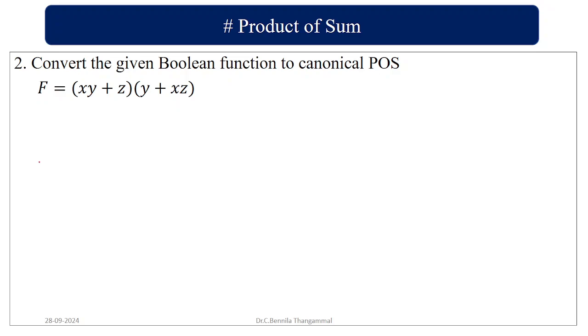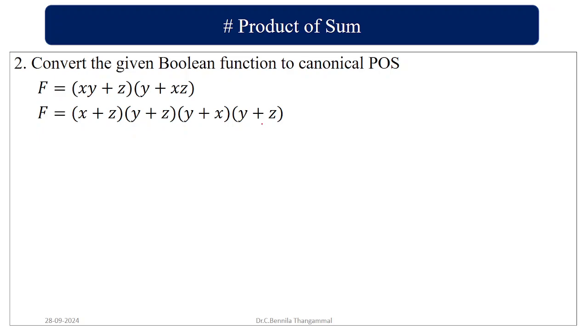So we'll see one more problem to convert the given Boolean function to canonical POS. So here they have given f is equal to xy plus z into y plus xz. So you have to make sure that you should have only sum terms. You should not have product terms. So you have to use your distributive law to expand this one. So I can write this as x plus z and then y plus z. Then y plus x, and y plus z.